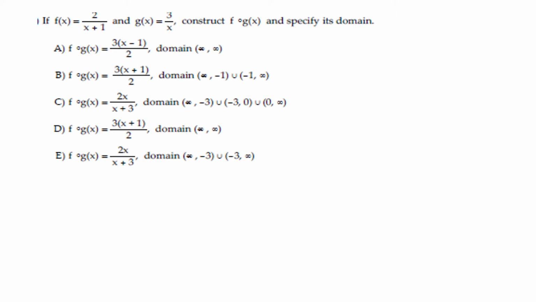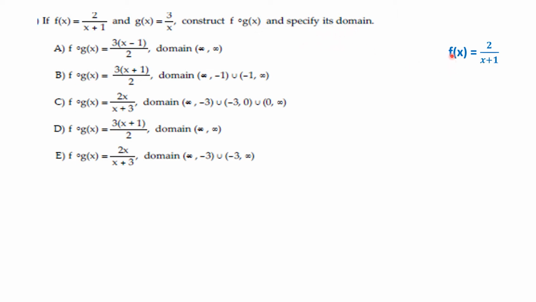Okay, let's get going now. If f of x equals 2 over x plus 1 and g of x equals 3 over x, construct the composite function f circle g of x and specify its domain.